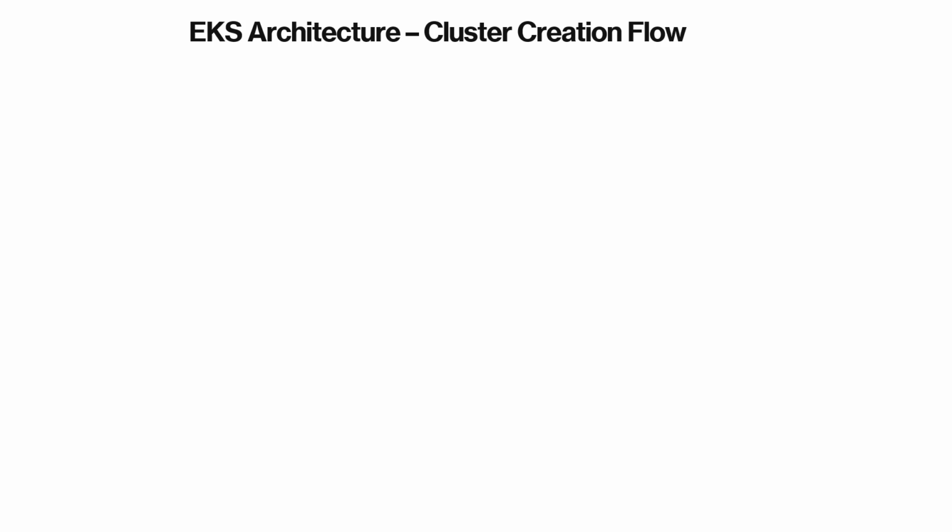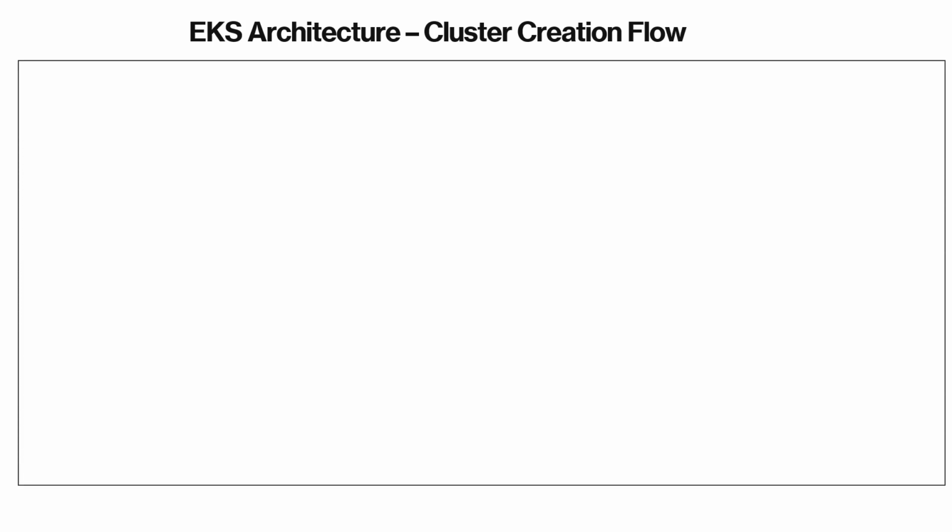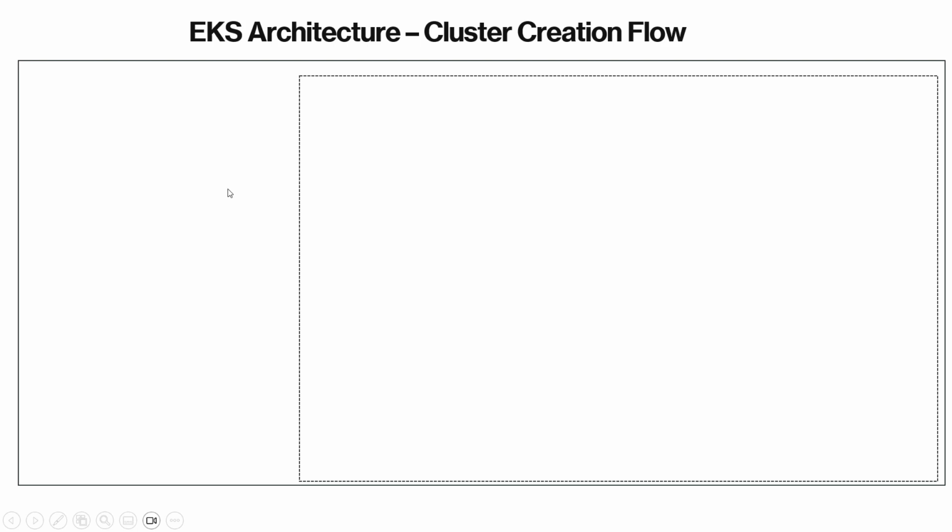Now we start by selecting the AWS region in which we want to create the EKS cluster. The choice determines the physical location of the control plane and the related networking resources. We will be working with the US East 2 region.